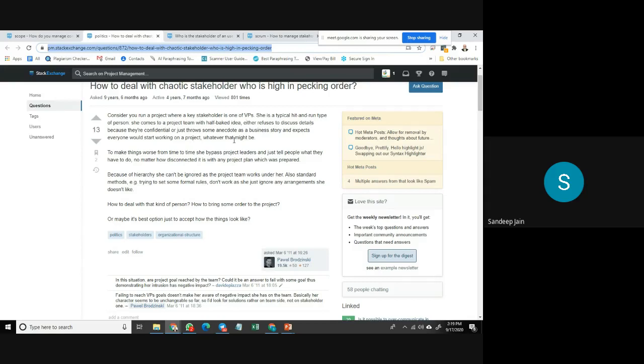She will create a nuisance and just walk away from it. And this person doesn't view her positively. He's saying, he or she, it's a he, I can see it from the picture. The VP is coming with a half-baked idea, doesn't discuss the details, and then pushes a requirement onto the project team.